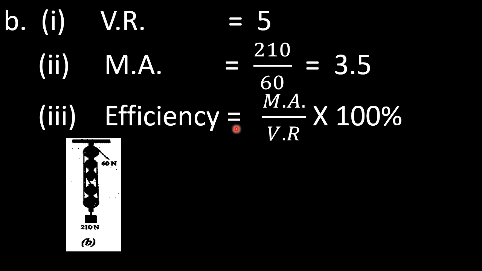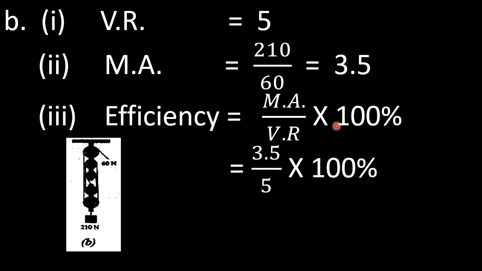Again, efficiency is going to be mechanical advantage calculated up here divided by velocity ratio already calculated there, multiplied by 100%. So when you calculate this, 3.5 comes here, the numerator, and 5 the denominator, multiplied by 100. So that will give you the efficiency of the machine. It is again equal to 70%.